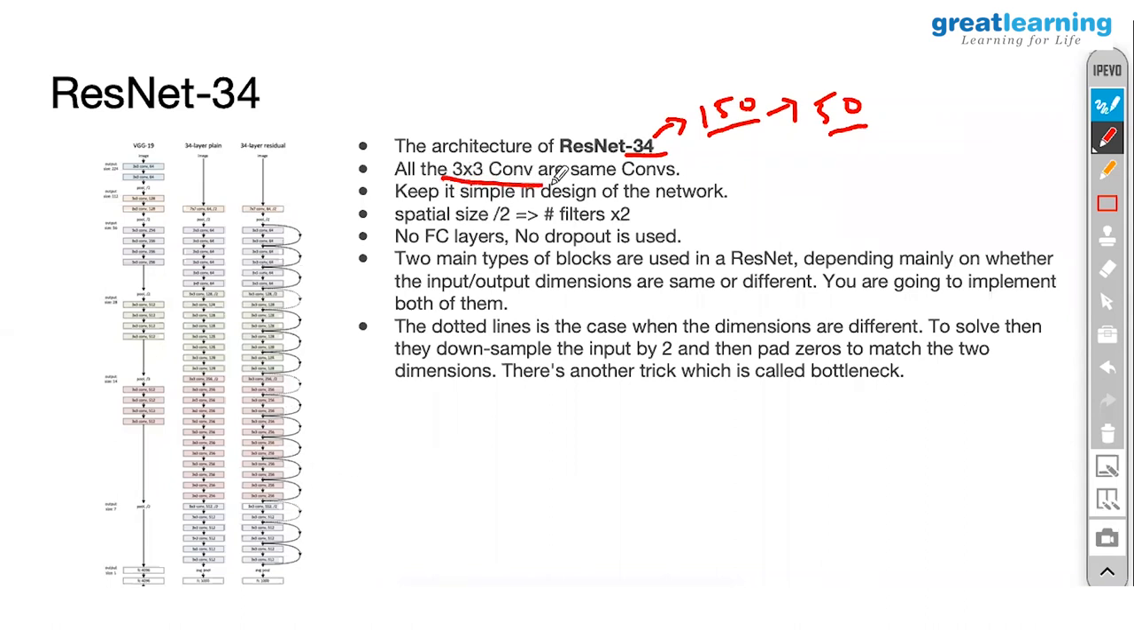All are 3x3 convolutions and same convolutions. No change. So we keep uniformity. Keep it simple in the design of the network because we don't want to play around, since I want my output to work on any of these convolutions. So I will keep it as simple as possible. And if you observe, there are no fully connected layers.